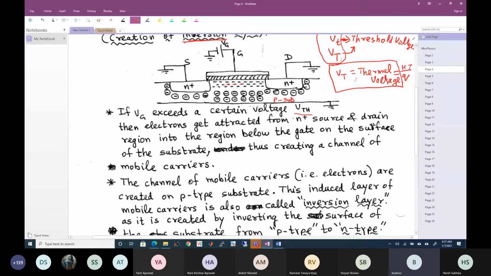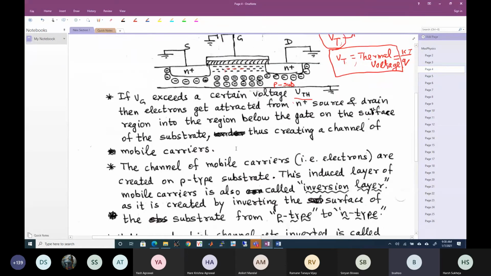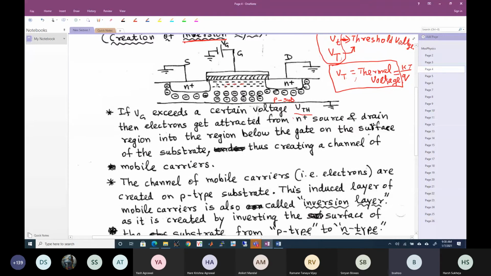Now in case of a PMOS, here it is an N-type substrate, so this will become holes over here. Okay, so that is what is going to happen. So that's why it is called an inversion layer. Now once the inversion layer is created, we have a conducting plate. Okay, so this is acting like a conducting plate.